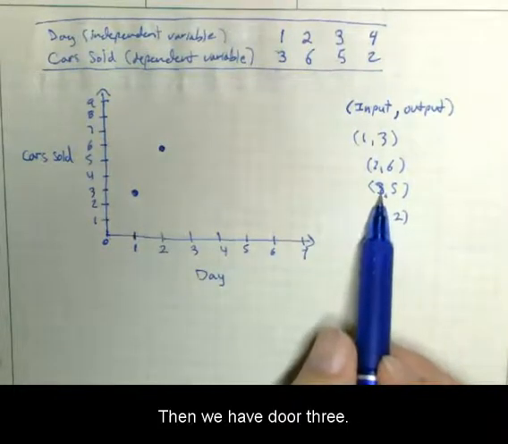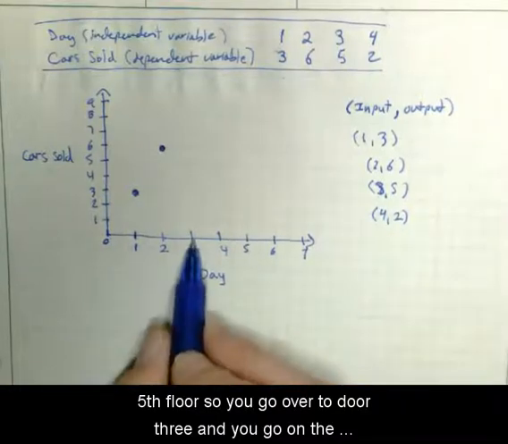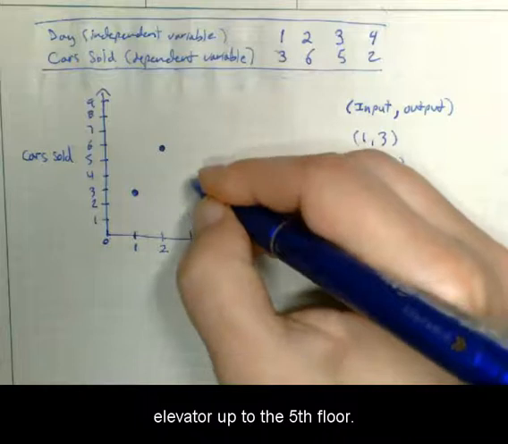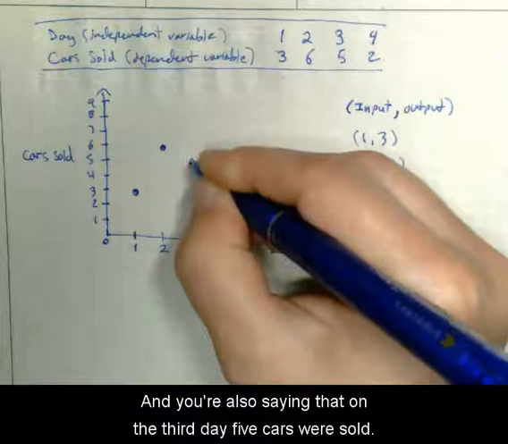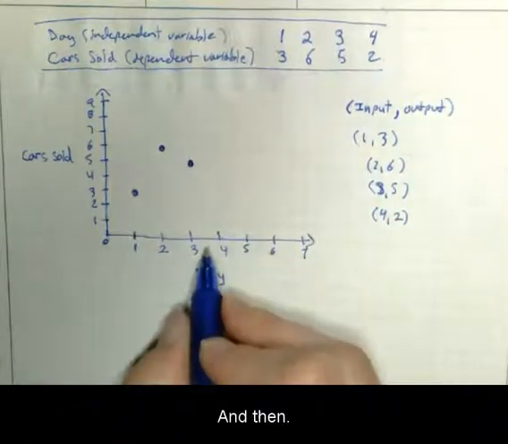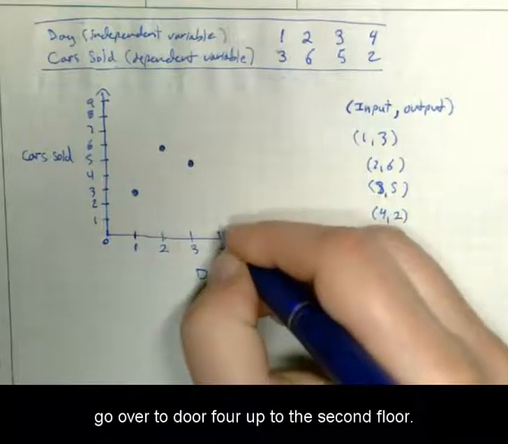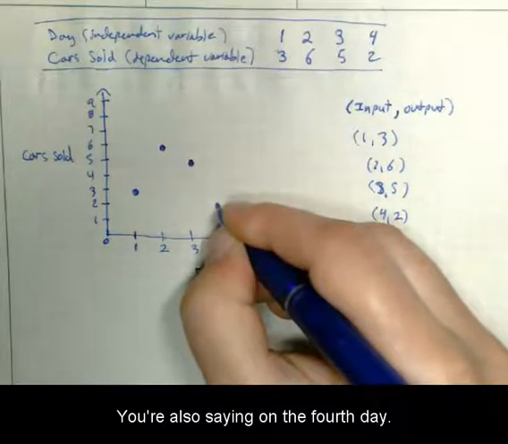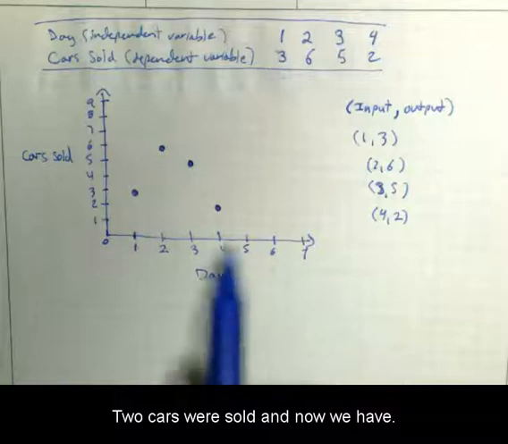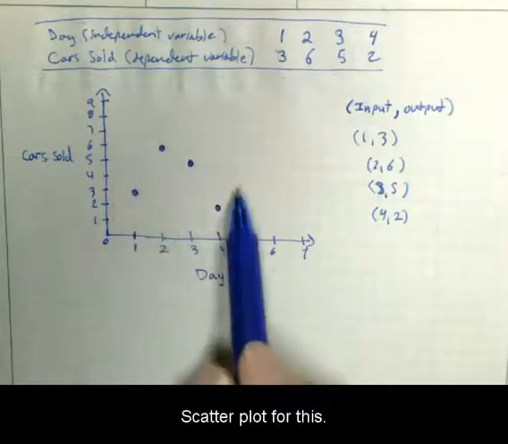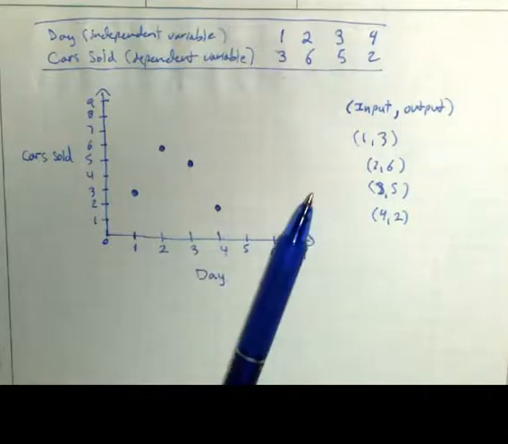And then we have door 3, 5th floor. So you go over to door 3 and you go on the elevator up to the 5th floor, and you're also saying that on the third day 5 cars were sold. And then door 4, 2nd floor. So go over to door 4 up to the 2nd floor. You're also saying on the 4th day 2 cars were sold. And now we have our scatter plot for this given data. This is how you do it.